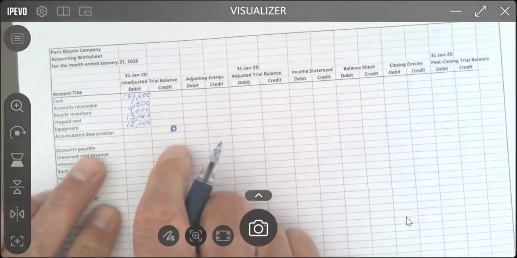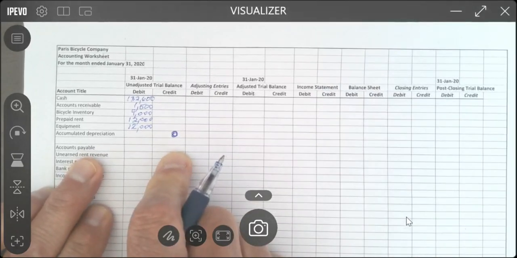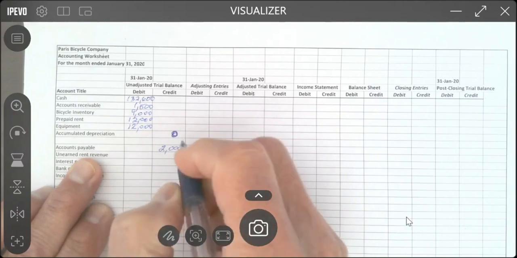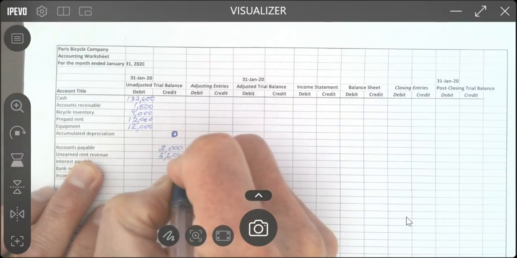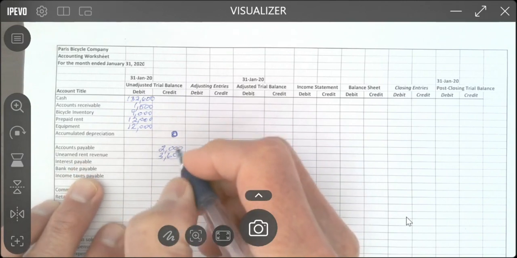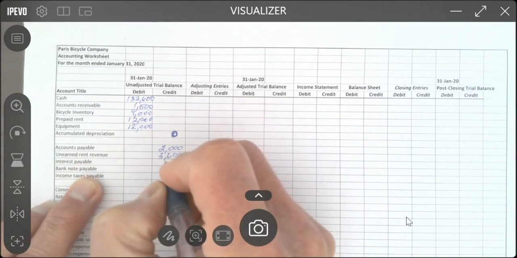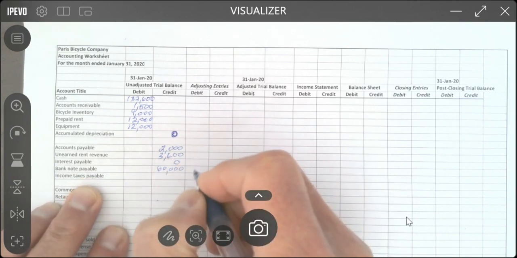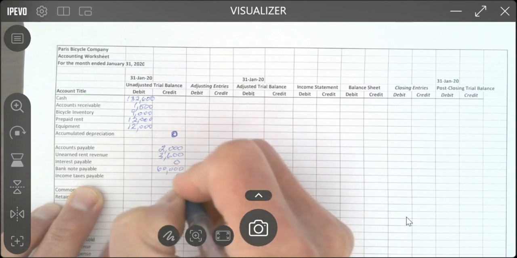These are, of course, again, credit balances. So we have accounts payable, $2,000. We have unearned rent revenue of $3,600. We have interest payable of 0. We have a bank loan payable of $60,000, and income taxes payable of 0.